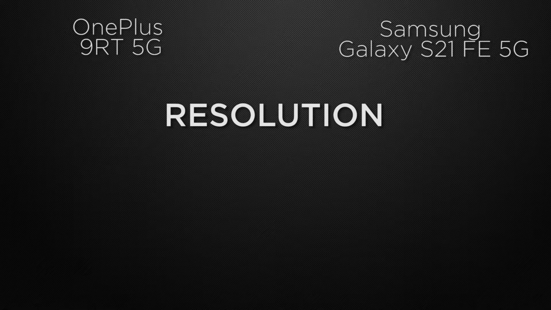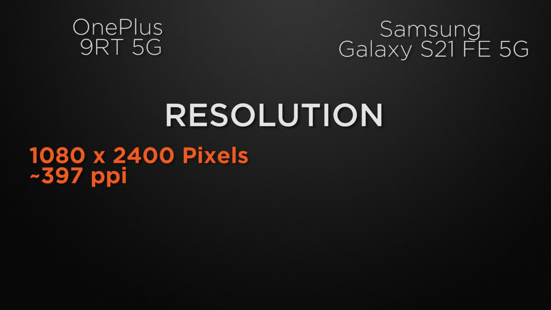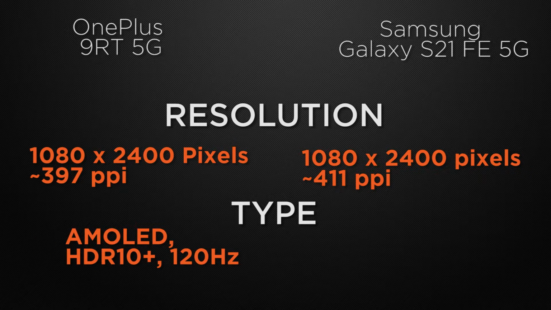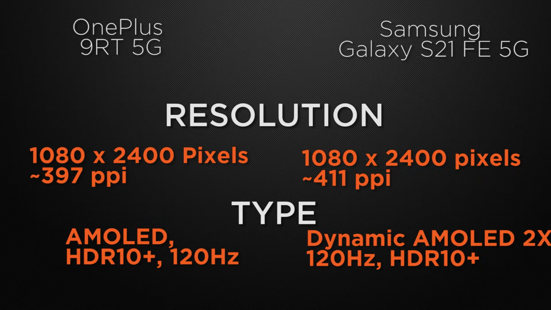Let's talk about the screen resolution of the devices. The 9RT comes with a Full HD Plus display. On the other hand, the S21 also has a Full HD Plus display. So both devices come with a Full HD Plus display, so it's a tie. And about the display type, the 9RT has an AMOLED display with a 120Hz refresh rate and HDR10 Plus support, whereas the S21 has a Dynamic AMOLED 2X display with a 90Hz refresh rate and HDR10 Plus support. So the winner here is the S21 because it can produce sharper images and vibrant colors.